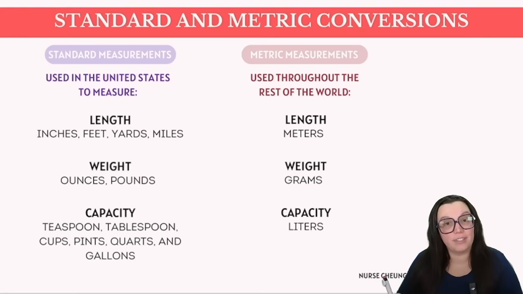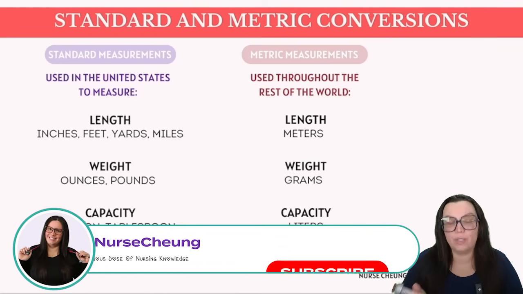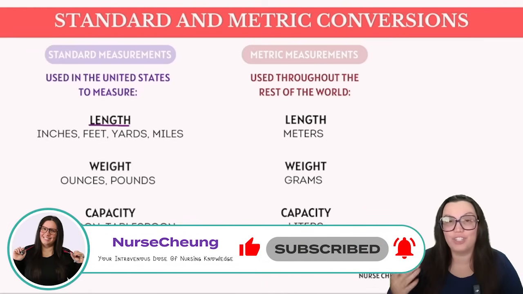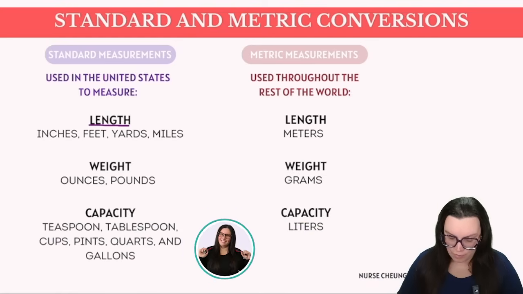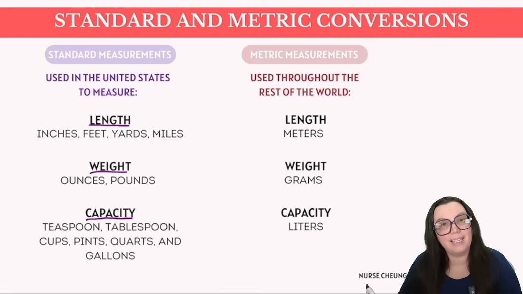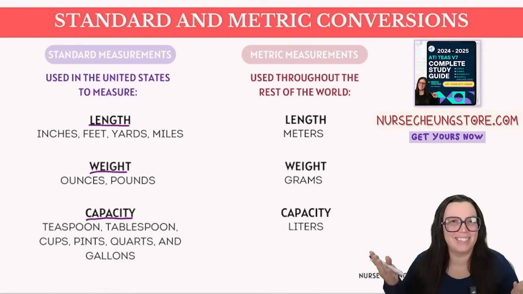Starting with the standard system, also known as the United States customary system, it includes units such as length. You're going to see inches, feet, yards, and miles. We've got weight, where we use ounces and pounds. And we have capacity, where we use teaspoons, tablespoons, cups, pints, quarts, and gallons.